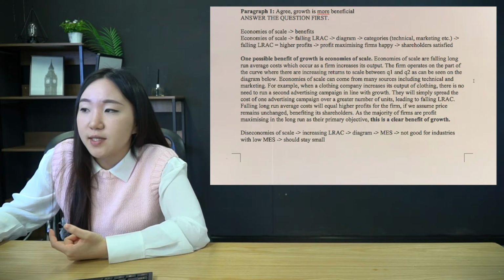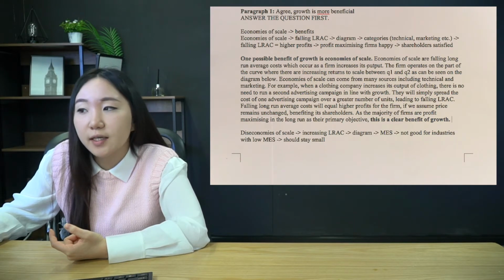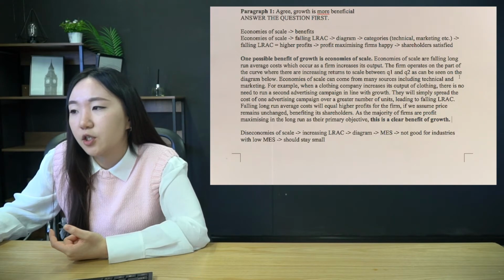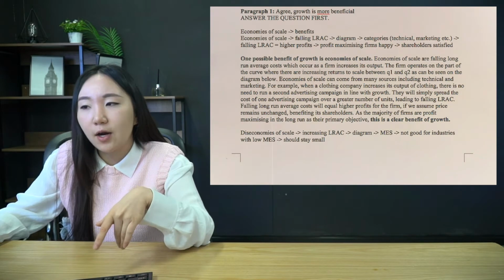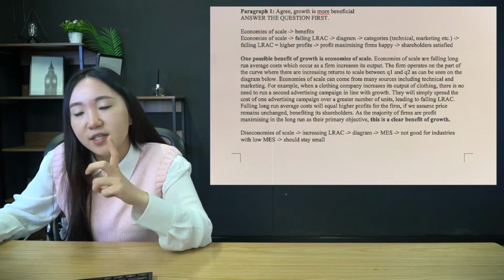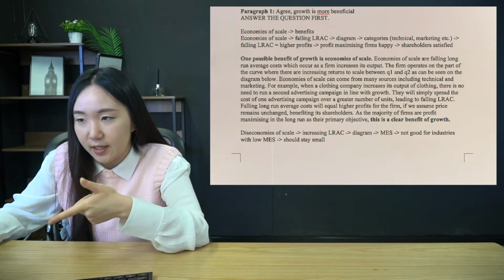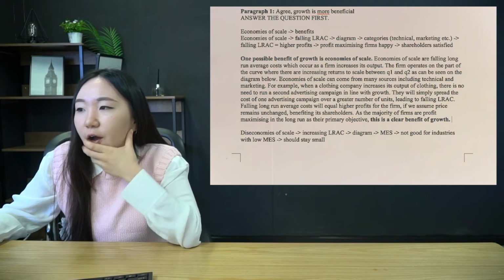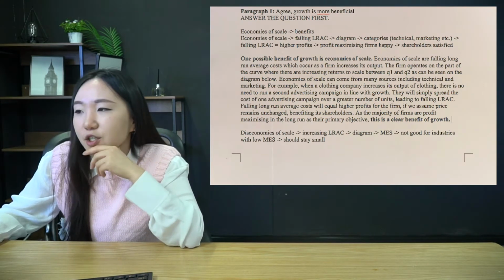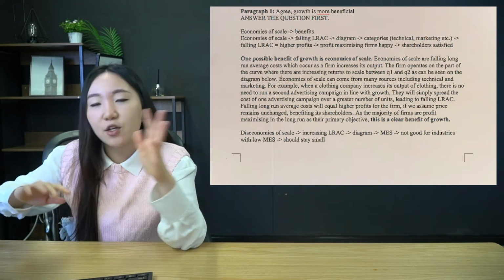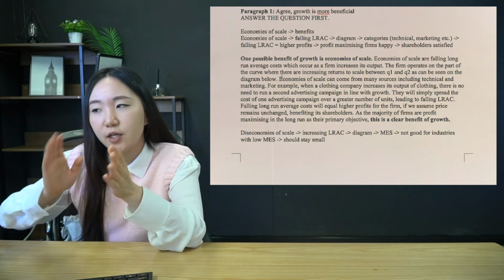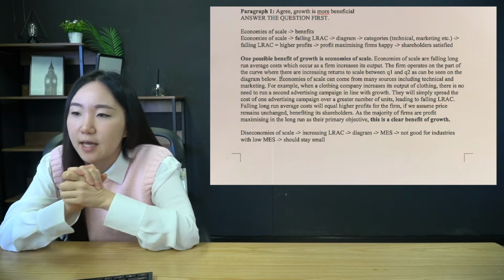So economies of scale are falling long run average costs, which occur as a firm increases its output. Of course, I have to define it. The firm operates on the part of the curve where there are increasing returns to scale between Q1 and Q2, as can be seen on the diagram below. This is what I mean about incorporating the diagram into your writing. You cannot just name drop it. I haven't actually drawn it in this particular doc just because I don't know how to draw a diagram in. Well, I do, but it was too much effort. So anyway, just imagine there is a nice economies of scale diagram there, and I've put Q1 and Q2. That's where we've got increasing returns to scale.